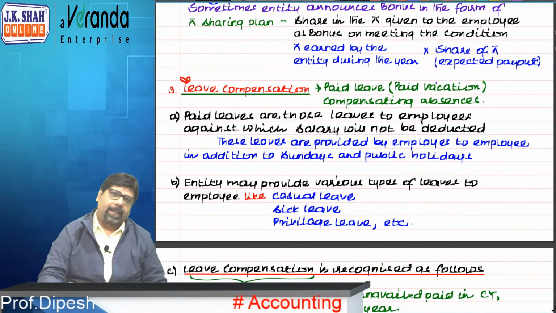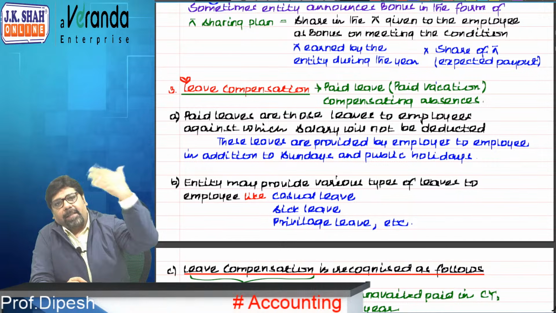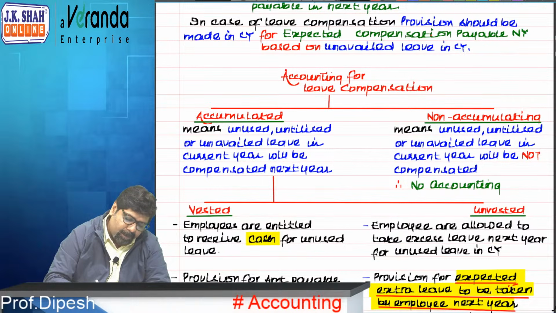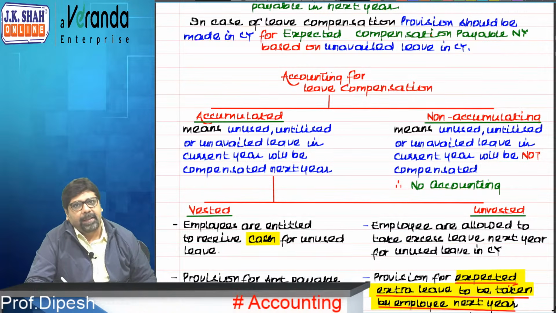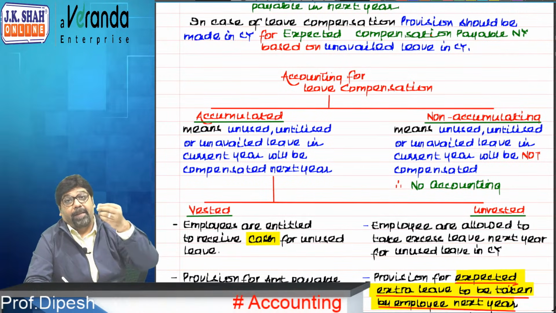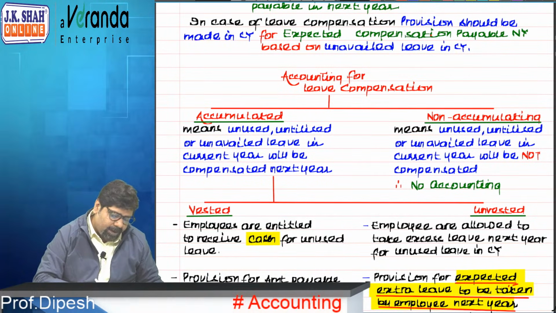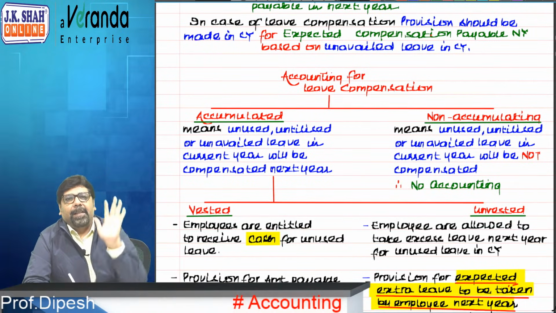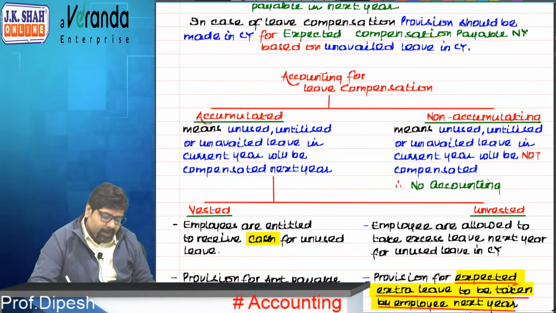It can be compensated by giving you 5 days salary in cash, or by giving you extra 5 days leave in the next year. Correct? Now, accounting for leave compensation. If it is not compensated, then it is non-accumulating. That means you will not get any compensation. You have worked 5 days extra, that is your problem. So generally we feel that if they are not compensating, this is not fair. But that is fair only, because if they are not compensating, by default you will take the leave, and that is what they want. If the leaves are granted, please take them and take care of your mental health.